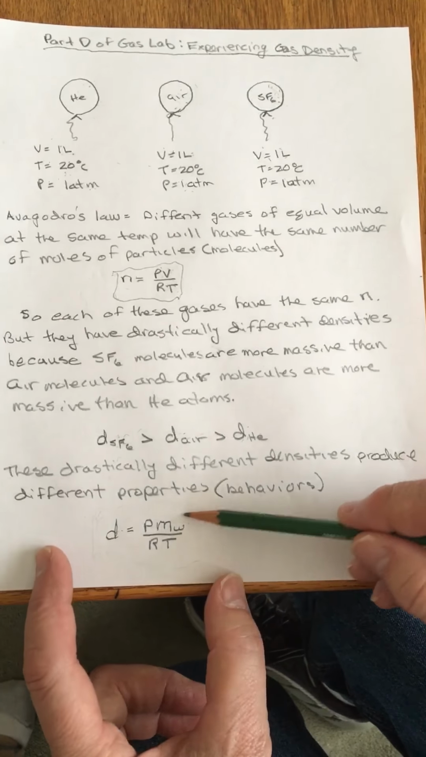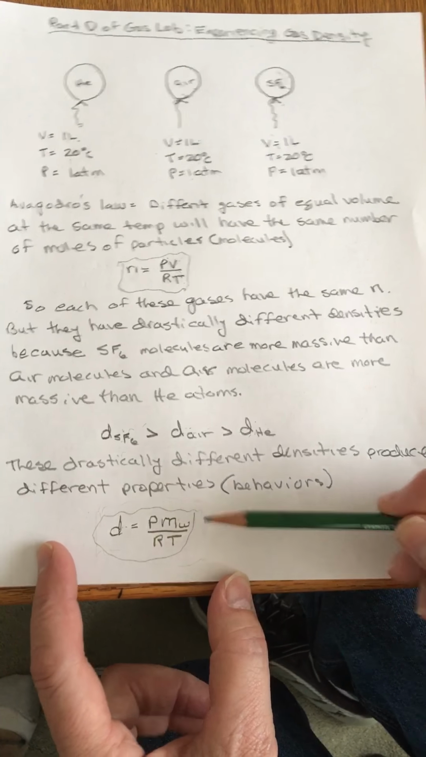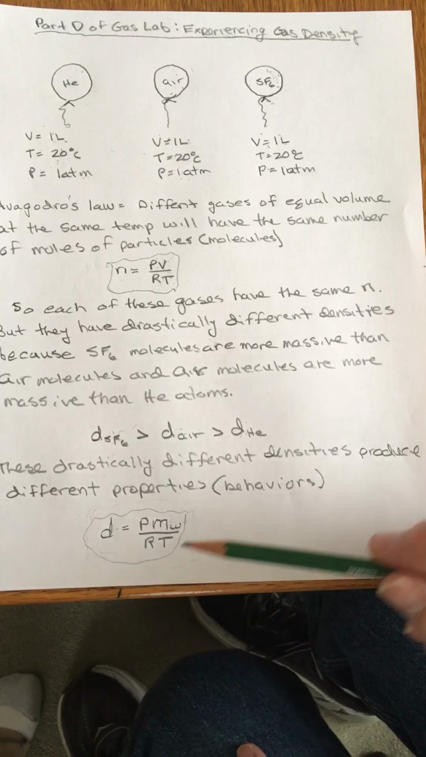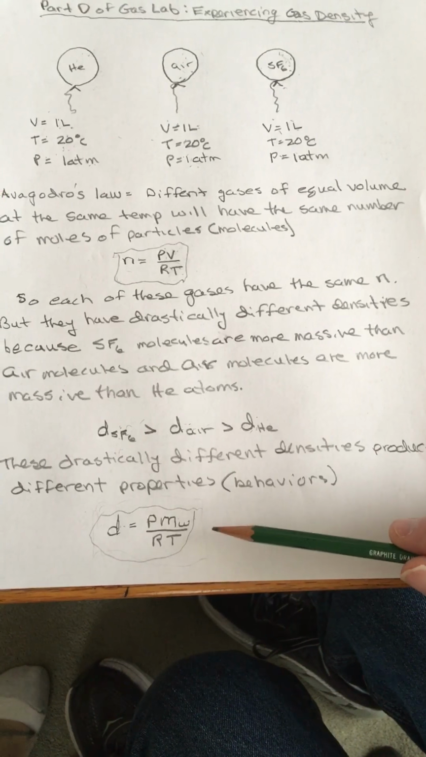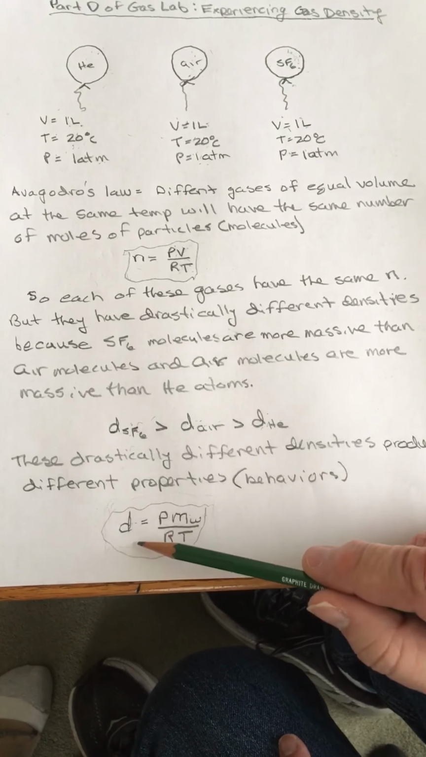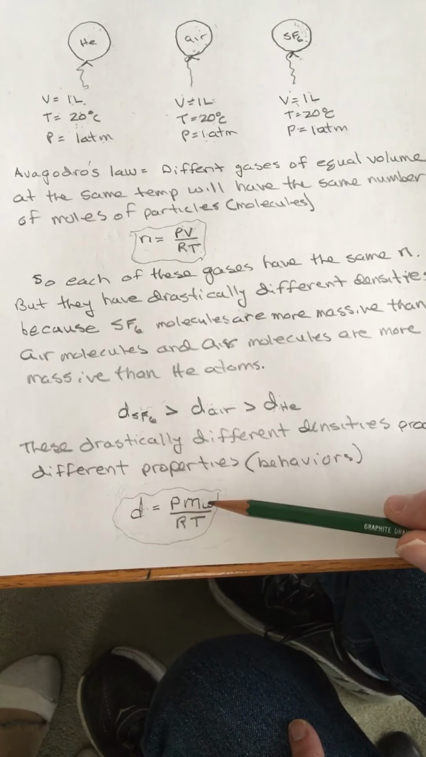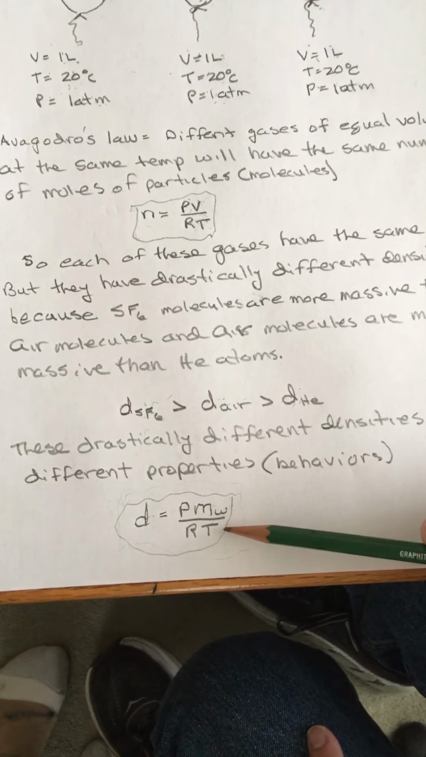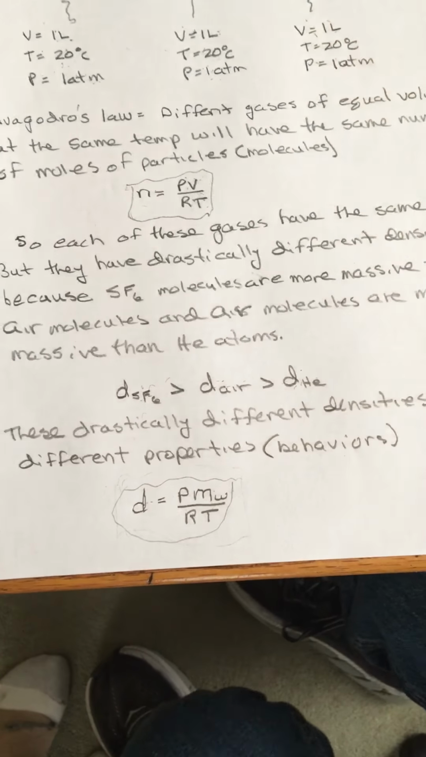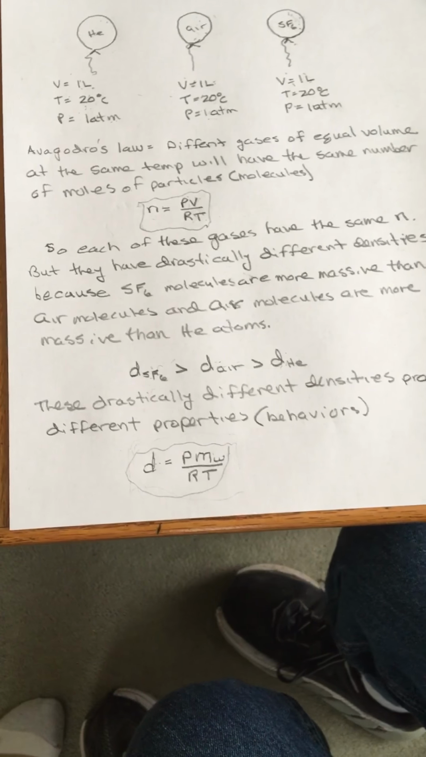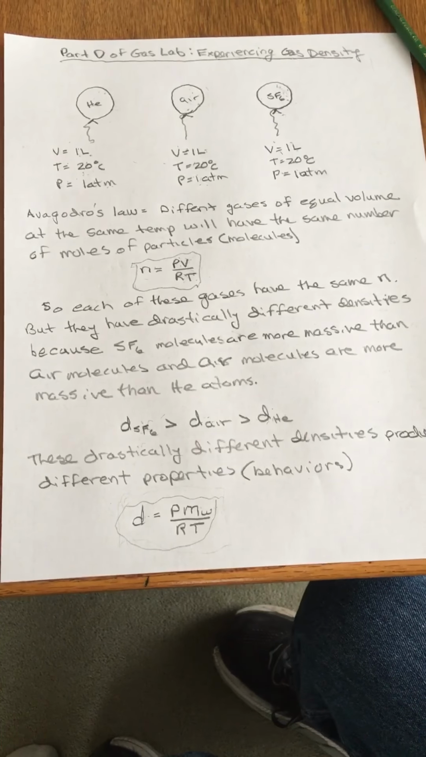Well, by the way, before we look at those behaviors, remember this equation. This is the density equation. It's actually a form of the ideal gas law. The density of a gas is equal to P, the pressure, times the molar mass over RT. But now let's look at these different properties, behaviors that are created by the different densities of gases.